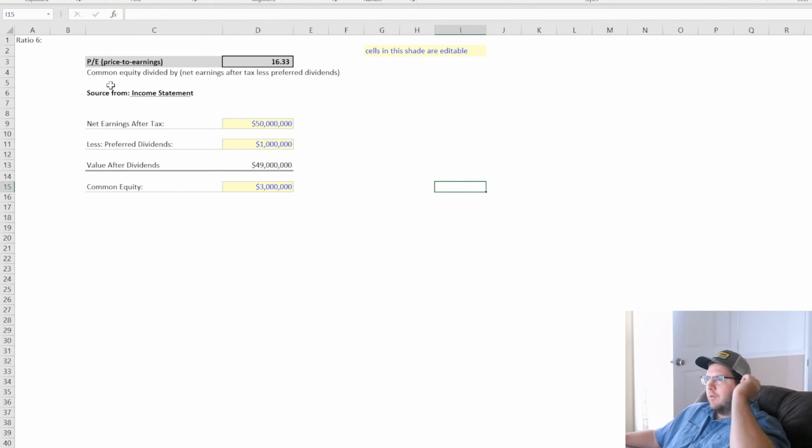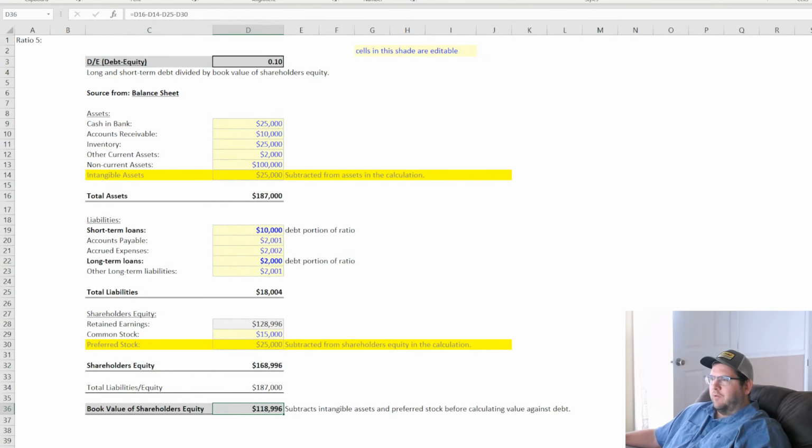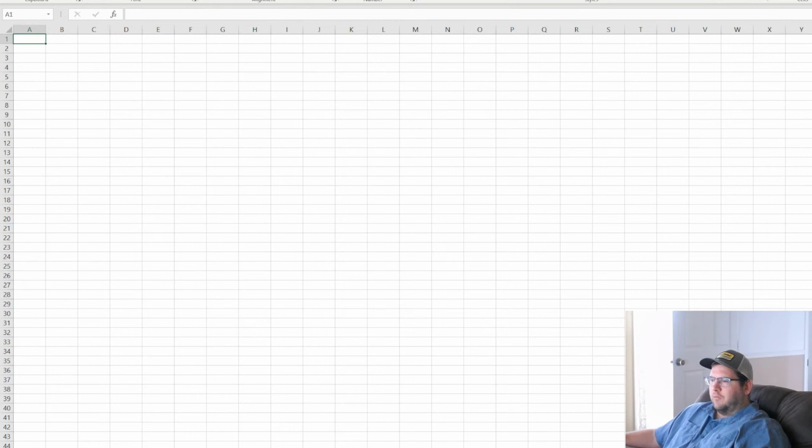Higher the better. So higher the better on that one. This is lower the better, right? The less debt you have to equity, the better. And we'll do a roll-up. We'll do a summary. Ratio summary. So this is cool.